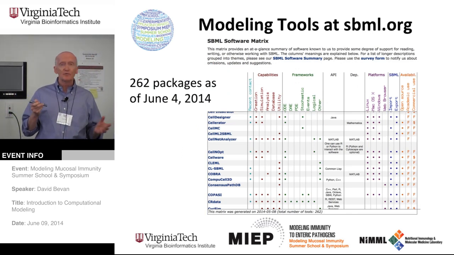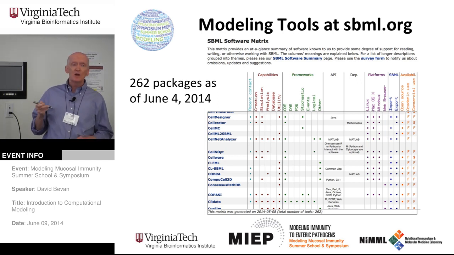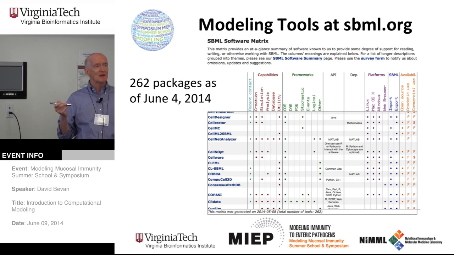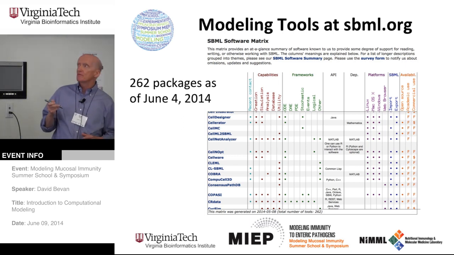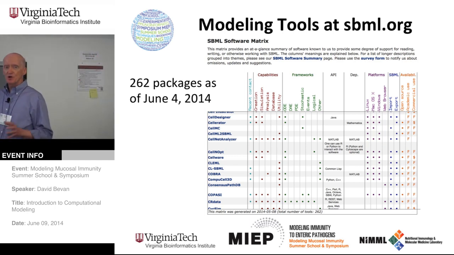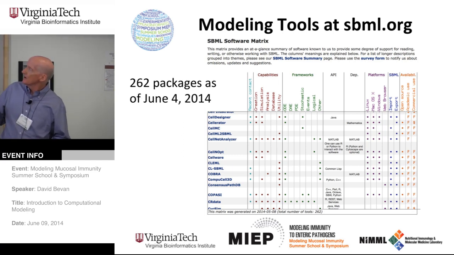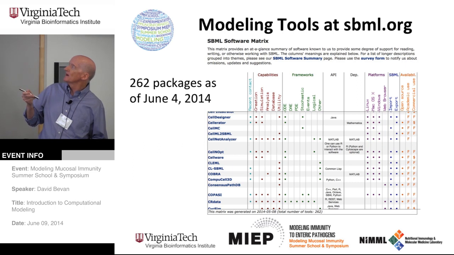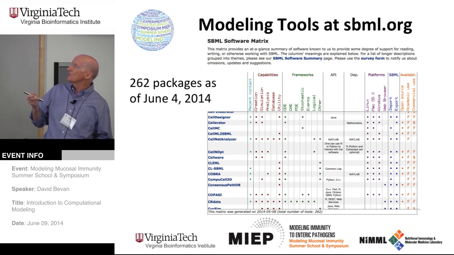So Composi is one of a number of different programs. There are a number of modeling tools. If you go to sbml.org, the Systems Biology Markup Language, SBML, as of June 4th, when I checked the other day, there were 262 packages that are available at sbml.org. And again, I realize the text is small here from this screenshot, but I chose this particular shot because it's got Composi on it. It's all listed alphabetically. It's self-designed, but it's also on here as well.